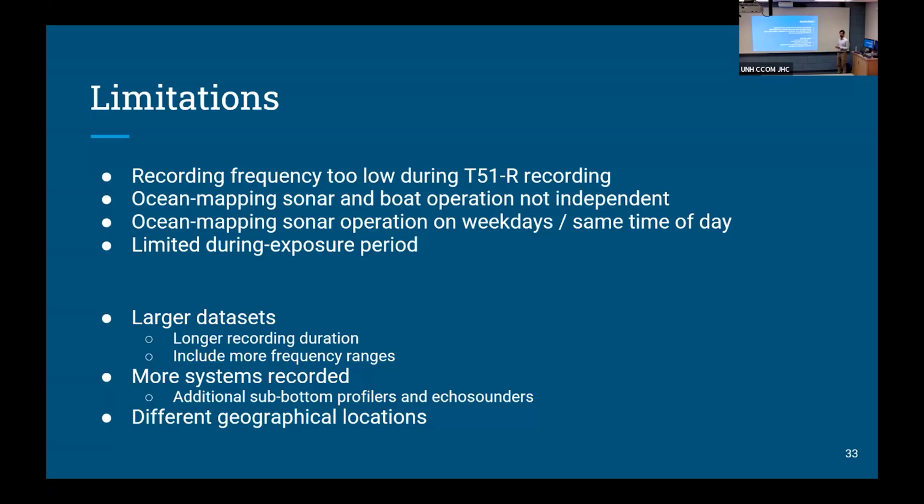More systems recorded. Only one sub-bottom profiler and one multibeam echosounder were tested, and their potential contributions can't necessarily be extrapolated to every other sonar system. Different geographical locations: only 2 deployments, both in the Gulf of Maine. Maybe if they were tried in a place with more biodiversity, more vessel traffic, or less vessel traffic, there could be some good data sets to come from that.